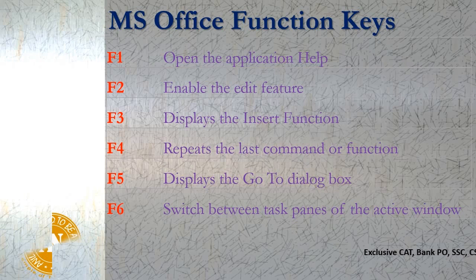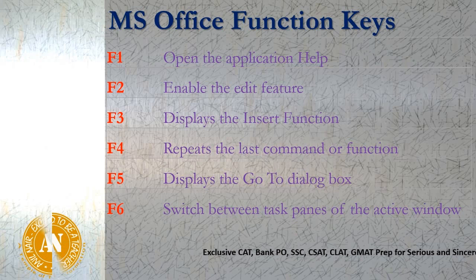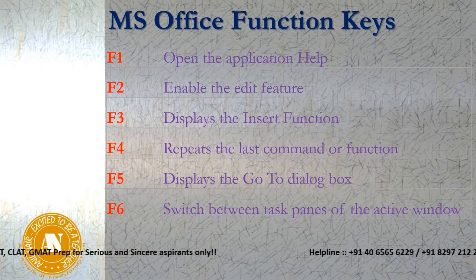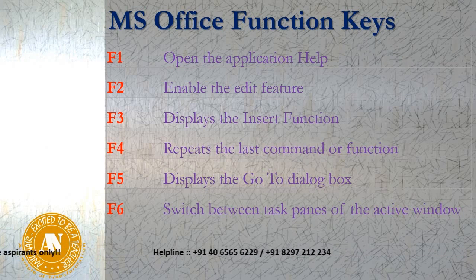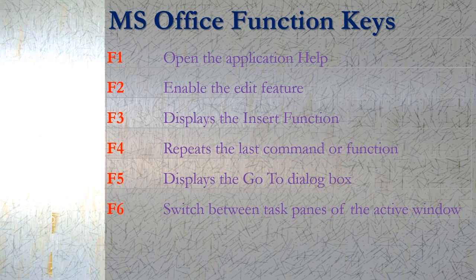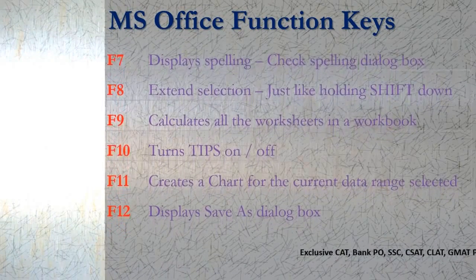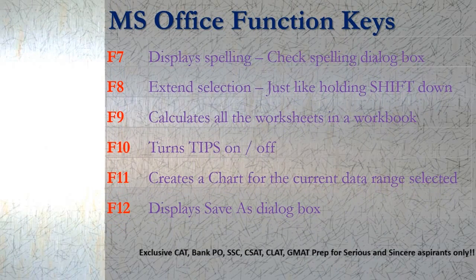F4 repeats the last command or function. Whatever you have performed just before, if you press F4, it will repeat again. Again, this is best used in MS Excel. F5 displays the go to dialog box. This is applicable in Excel and also MS Word. F6 will switch between task panes of the active window. Continuing with the function keys, F7 displays the spell check dialog box. Again, it's available for MS Word and also Excel.